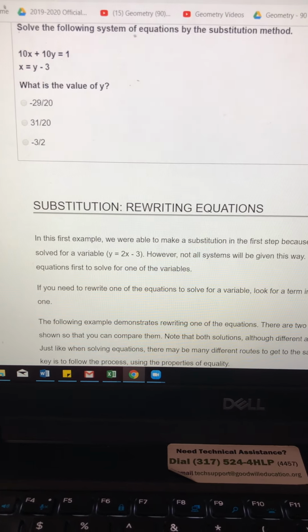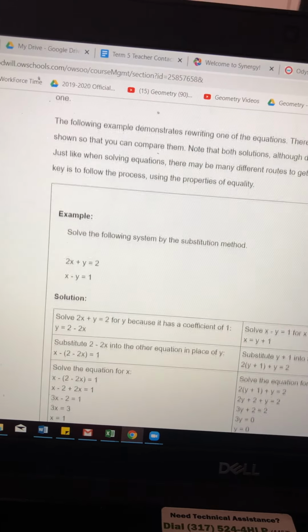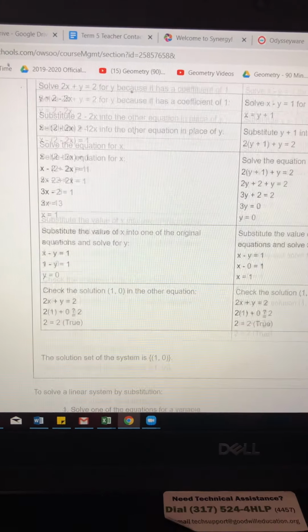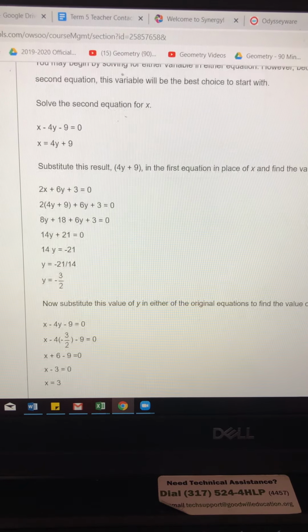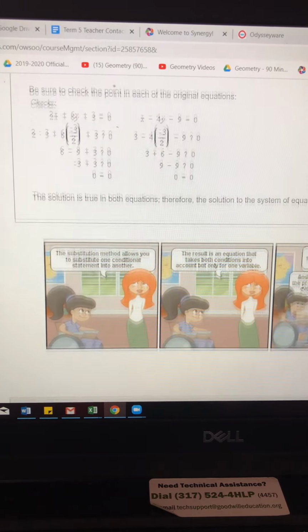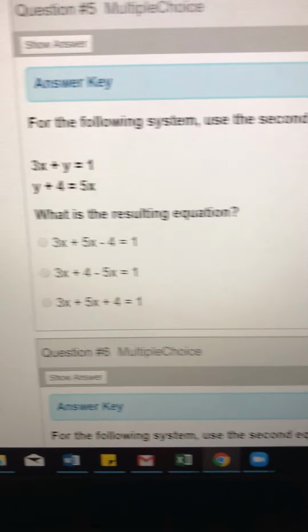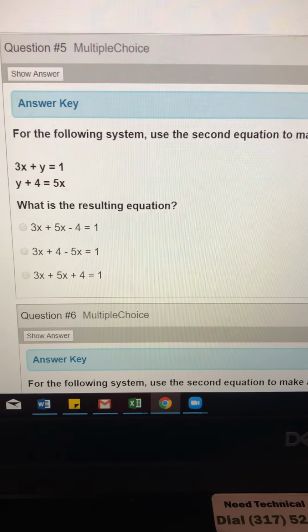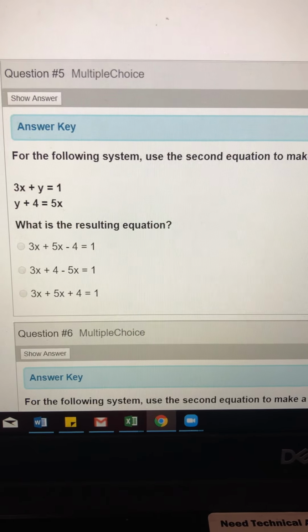The lesson then goes into substitution as rewriting equations and gives you some more explanation in another example. The next question says, for the following system, use the second equation to make a substitution for y in the first equation.